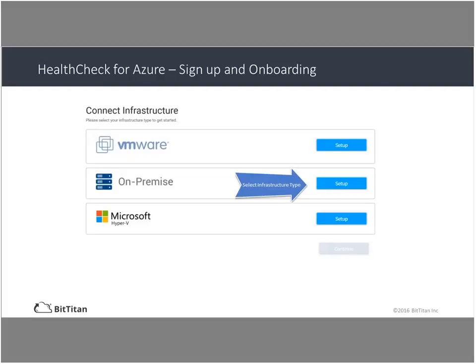Next, you're going to connect your infrastructure. There's a couple different options here. If they're a full VMware shop, you can just pick VMware and connect agentless. But if they're not a full VMware shop, we recommend you just go in and do on-premise. That gives you the most flexibility.